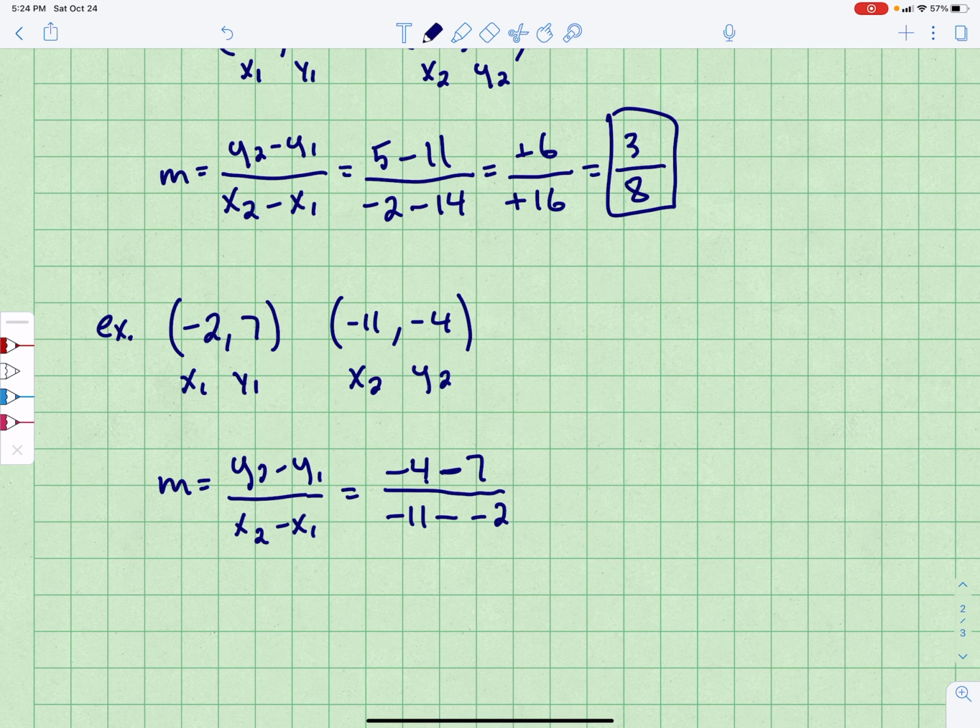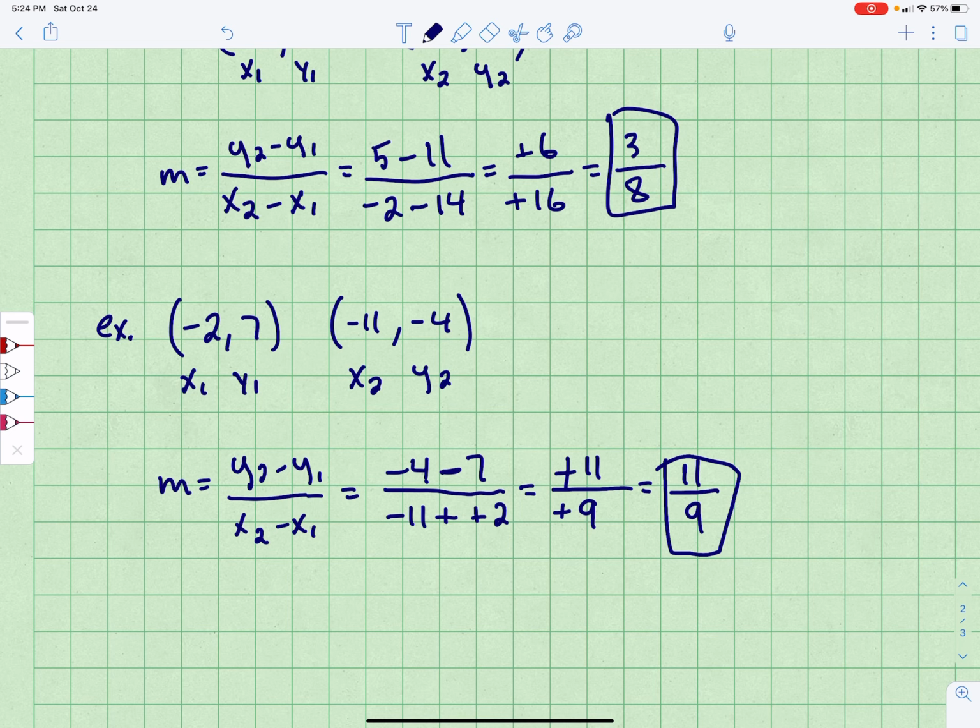So in this case, we'd have a minus negative. Negative 4 minus 7 would be negative 11, over negative 11 minus negative 2. These would be plus, so negative 11 plus 2 would give me negative 9. Once I reduce that, it doesn't reduce because you can't divide both of those numbers by each other. So I would just end up with positive 11 over 9 because both of those negatives turn to positive.